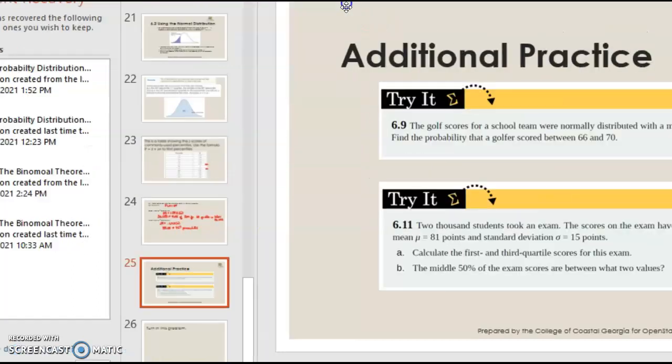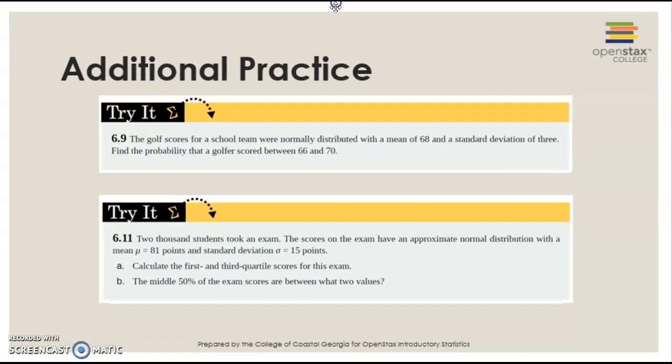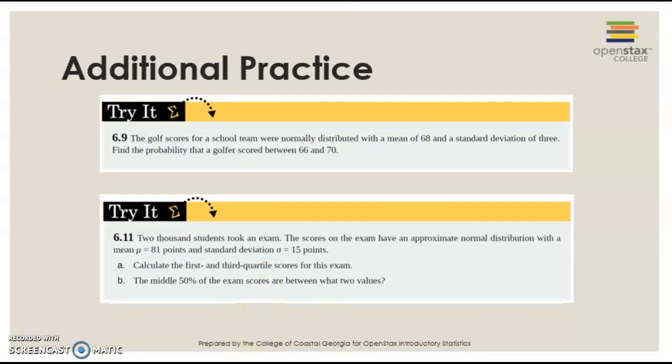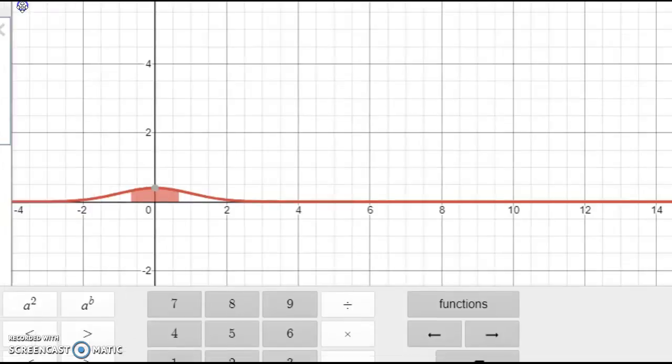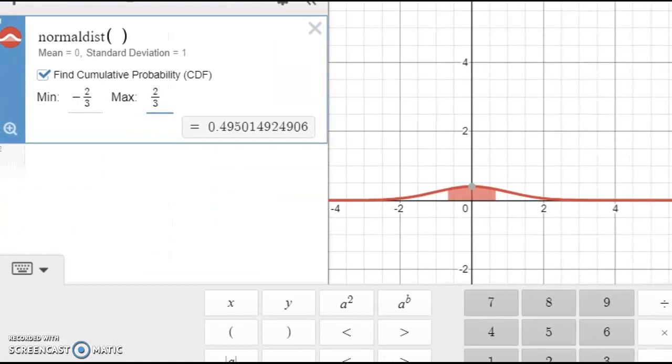Okay? So, what I just showed you, doing the z-score on 66, you had 66 minus 68 divided by the standard deviation of 3 was negative 2/3, which I put in, and 70 minus 68 divided by 3 was a positive 2/3. So that's where I went from the negative 2/3 to a positive 2/3 to get my probability. You would put in 0.4950.